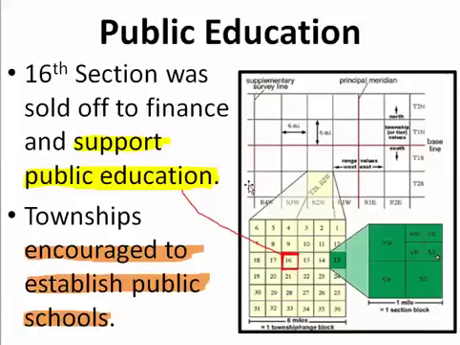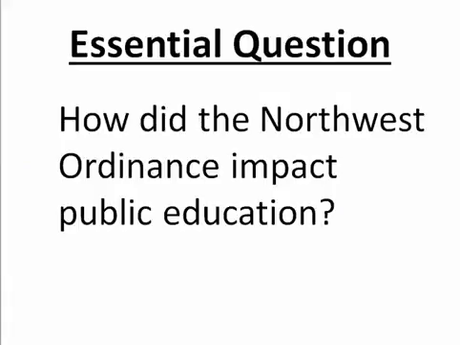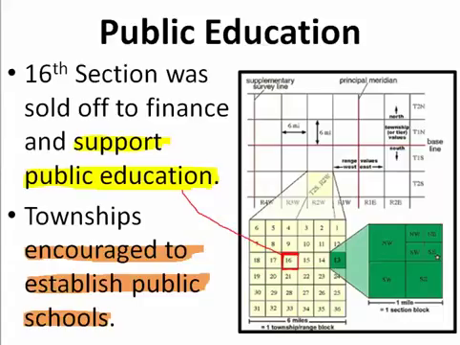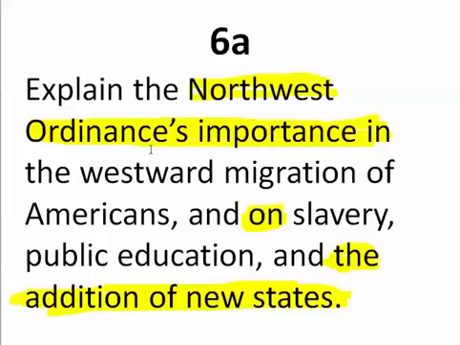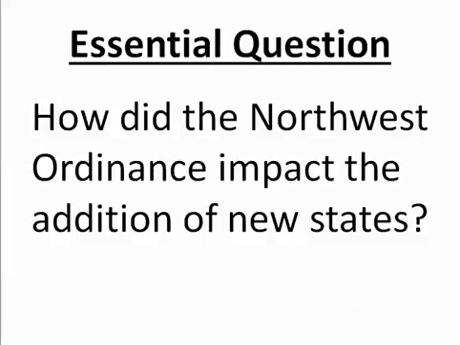A lot of civic learning, a lot of learning about the history of the United States and its government, is going to be done in these schools. So how did the Northwest Ordinance impact public education? It encourages it through the sale of the 16th section of land to support public education. Alright, then it says explain the Northwest Ordinance's importance in westward migration and the addition of new states. So our essential question was, how did the Northwest Ordinance impact the addition of new states?